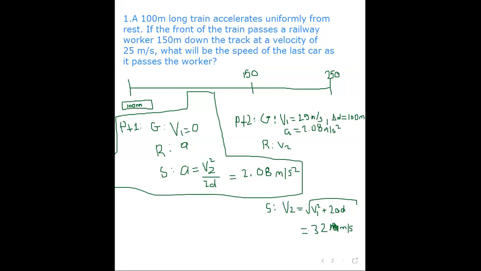Okay, so yeah. Whatever is highlighted and encircled in blue is the final answer, and the green is part one. Okay, so next.